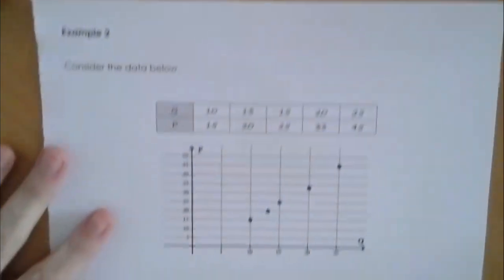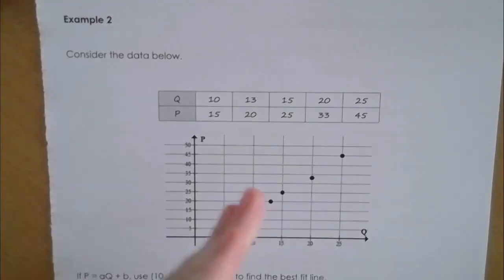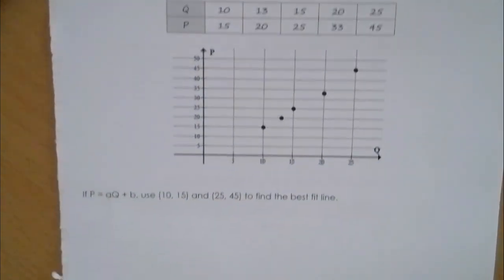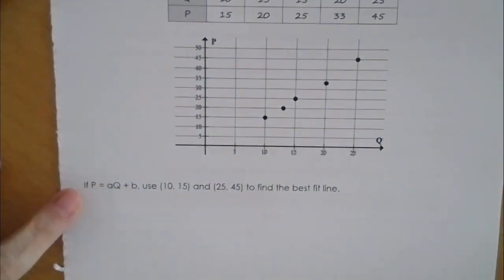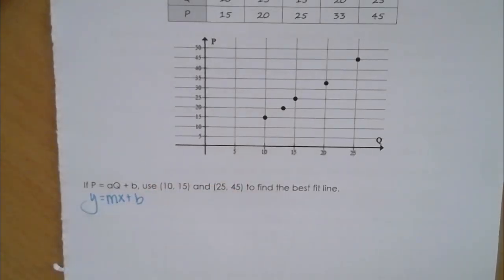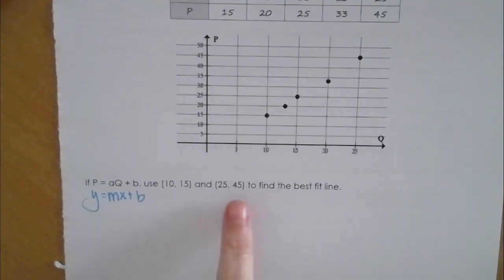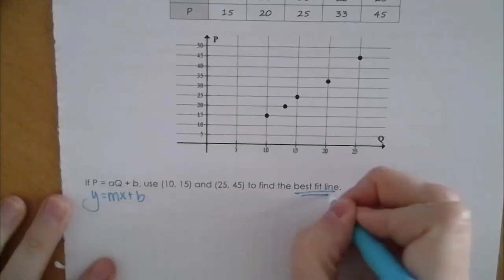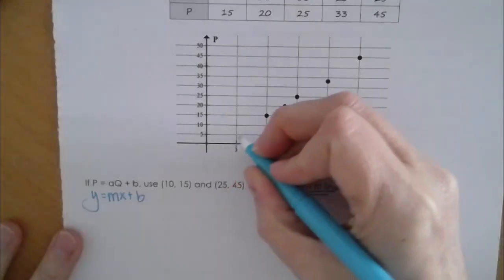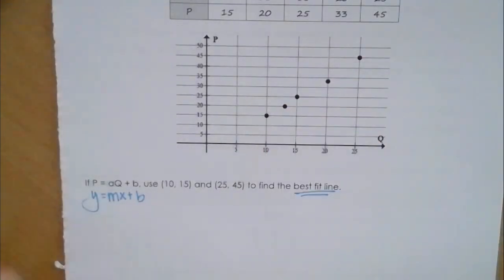Now on the next one, we've got a whole scatter plot. Now it does look very linear, so we could do a linear regression, but look, this is not what they're asking me to do. They're saying that if P equals AQ plus B, again, that's the same thing as our y equals mx plus b, just with different letters, use (10, 15) and (25, 45) to find the best fit line. So the best fit line is different than our linear regression. Best fit is kind of just taking 2 points and eyeballing where it goes. So basically it's the same thing we did in example number 1.